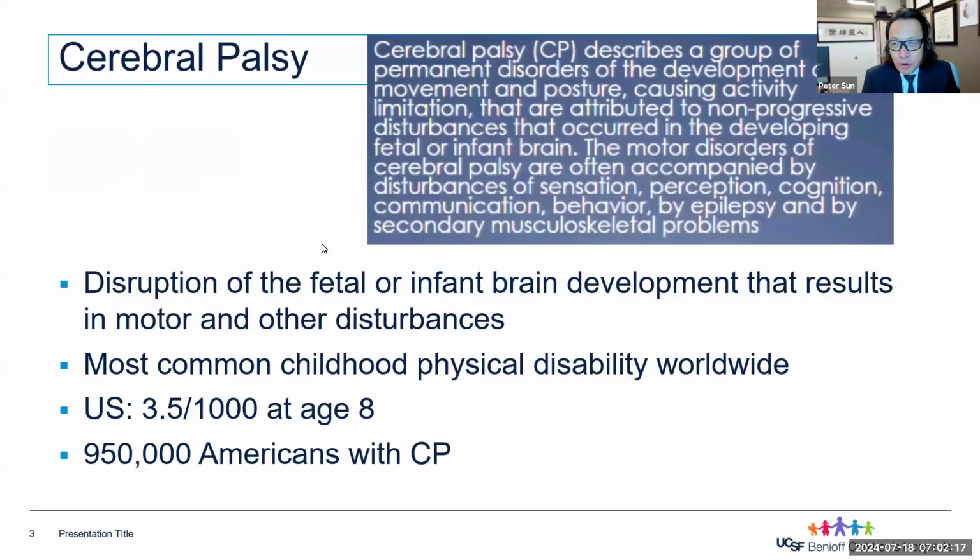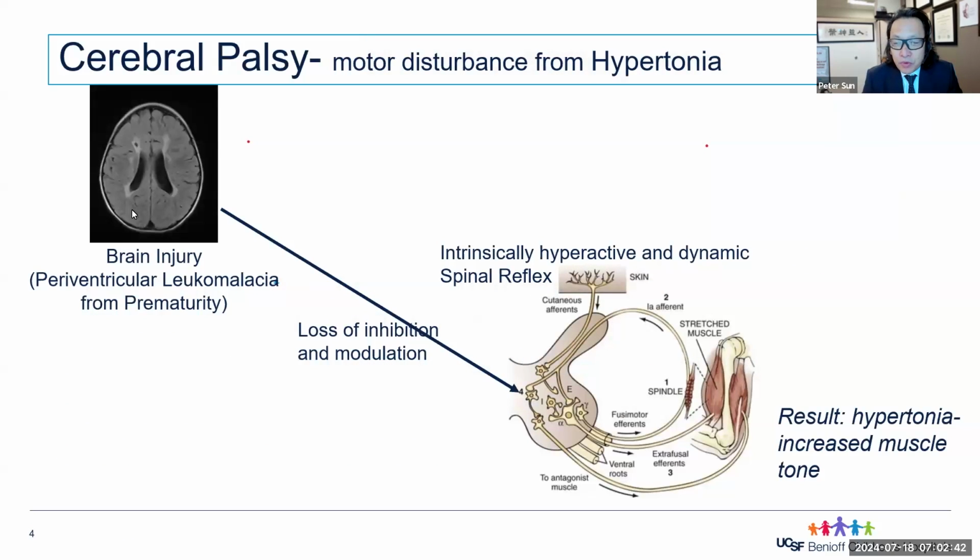So we all know what cerebral palsy is. It's a group of disorders that comes from disruption of the fetal or infant brain development, and it results in motor and other disturbances. It's the most common childhood physical disability worldwide, and in the United States, there's close to 1 million people with CP, and the incidence is close to 3.5 out of 1,000 at age 8. So we're also familiar with the paradigm. We have some sort of brain injury that results in loss of inhibition and modulation of the intrinsically hyperactive and dynamic spinal reflexes, and the result is we have hypertonia, or increased muscle tone.